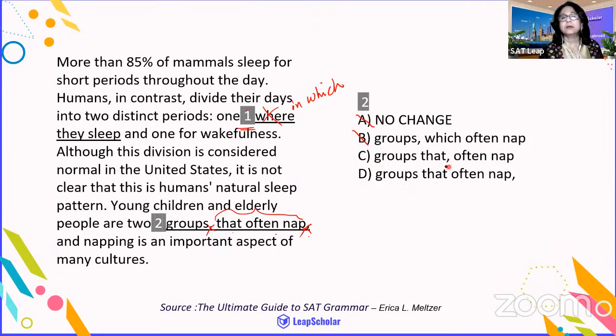What about C? Extra commas in the wrong places. This topic today is not about punctuation, so I'm not going into detail. But here, two groups that often nap. This is correct. Why? Because they are two groups that often nap. That often nap is important to the meaning of the sentence. So I should not enclose it in commas. Did you understand, students? Quickly, tell me yes or no. Okay, great, wonderful.